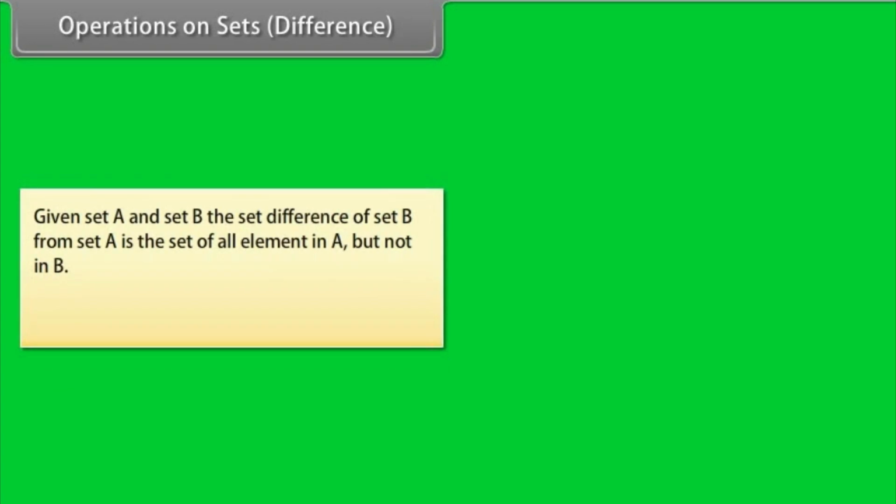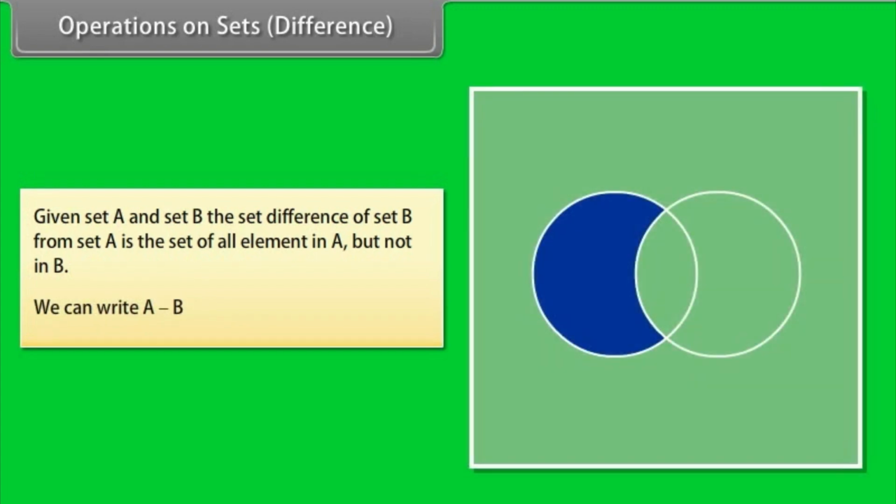Operations on sets. Difference. Given set A and set B, the set difference of set B from set A is the set of all elements in A but not in B. We can write A minus B. Look at this Venn diagram. This shows us the difference of the two sets S1 and S2.